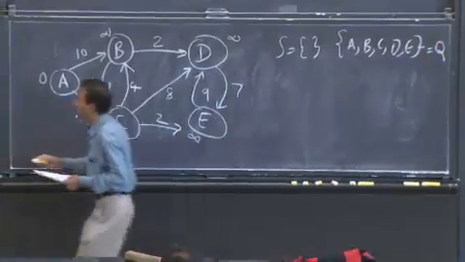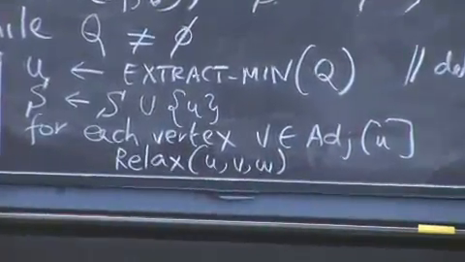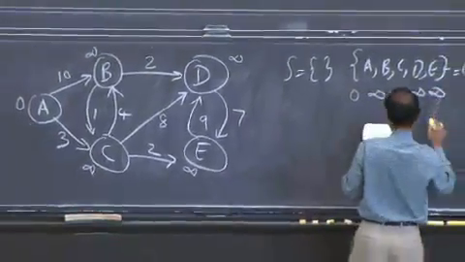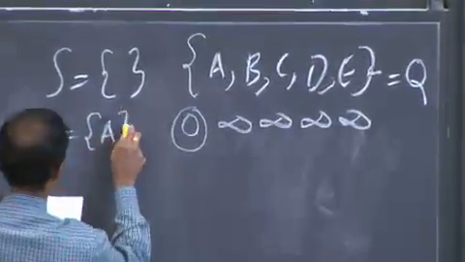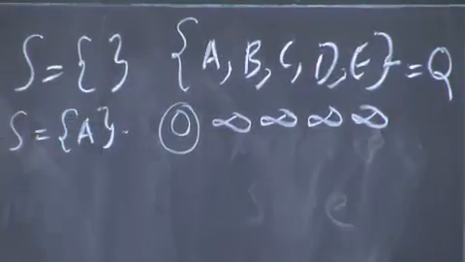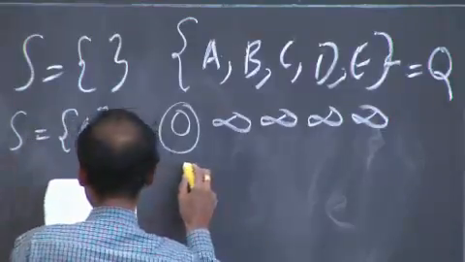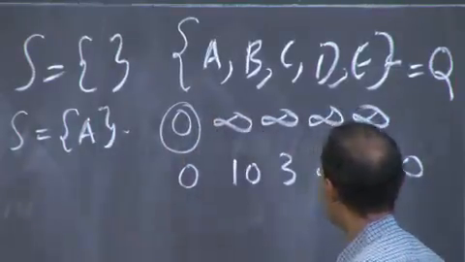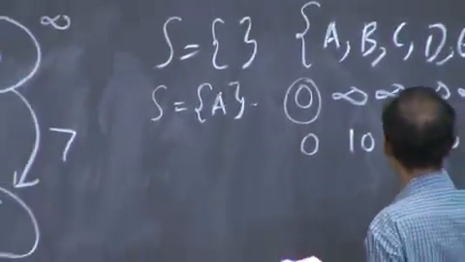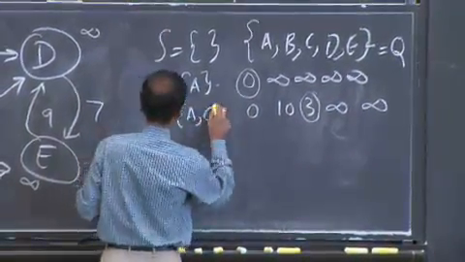So extract min is going to select A. That's the only one that is a 0. Because you've got 0, infinity, infinity, infinity, infinity. And so you select that, and you set S to be A. And once you set S to be A, you relax the edges coming out of A. And there are 2 of them. So you end up with 0, 10, 3, infinity, infinity. And the next extract min is going to select 3. And you're going to set S to be A, comma, C.